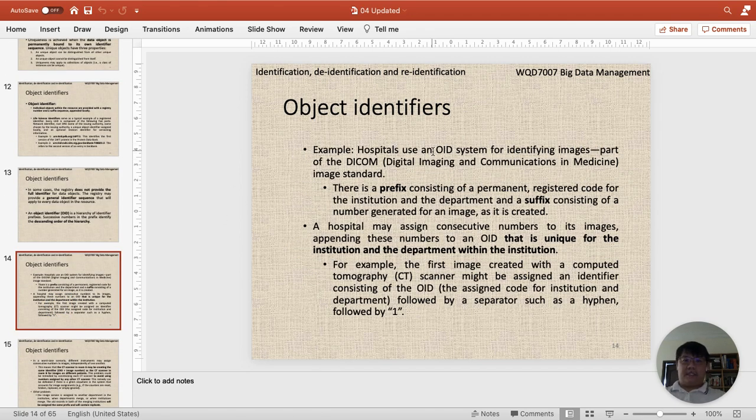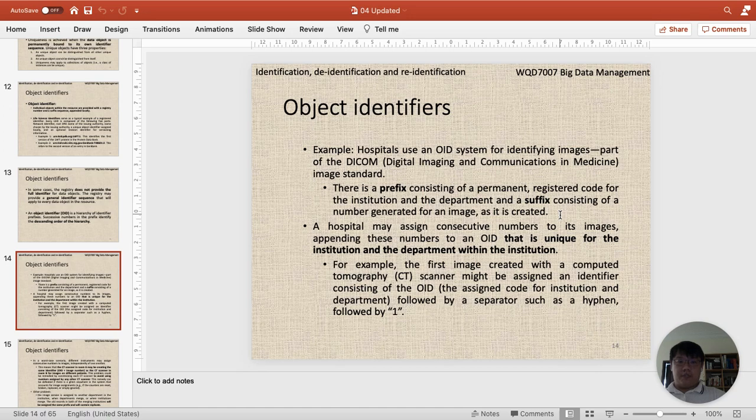So another example is hospitals use the OID system to identify image parts of the DICOM. So this one is talking about the scan. Oh, this one is a scanner. This one is just trying to tell you how they identify the image. There's a prefix consisting of a permanent registered code for the institution, and the suffix consisting of a number generated for an image as it is created.